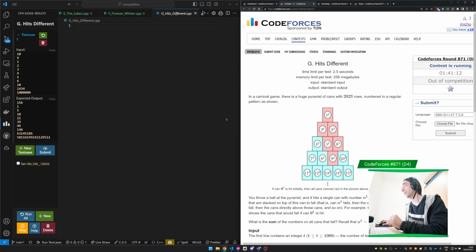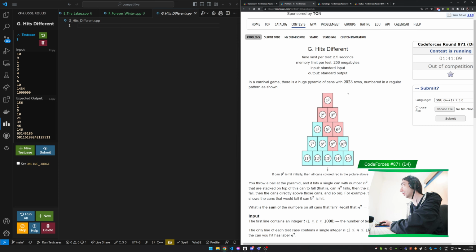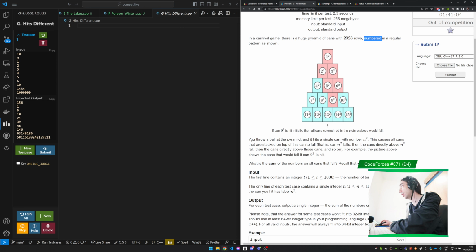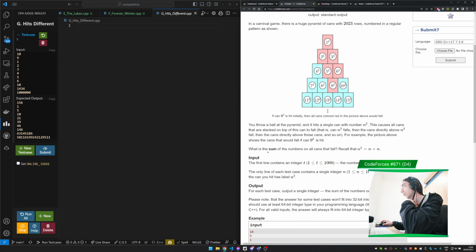33 minutes, okay. Carnival game, there is a huge pyramid of cans with these many rows numbered. If 9 squared is hit initially, then all cans colored red in the picture above would fall. Okay. You throw a ball at the pyramid and it hits a single can with number n squared. This causes others to fall. What is the sum of the numbers on all cans that fall?